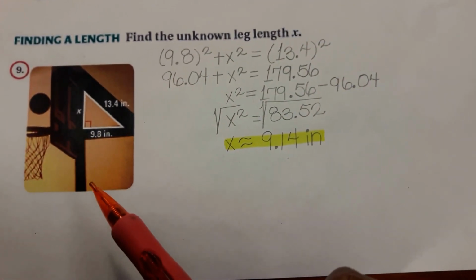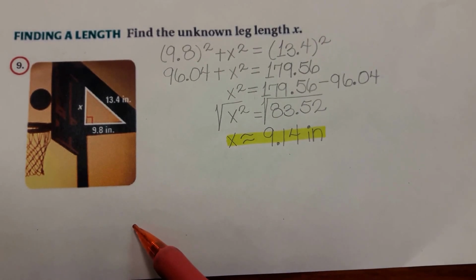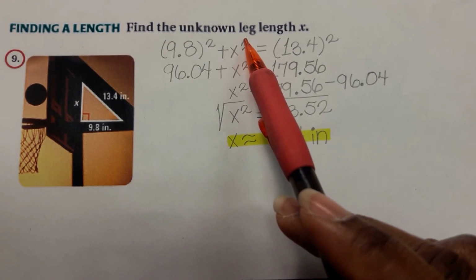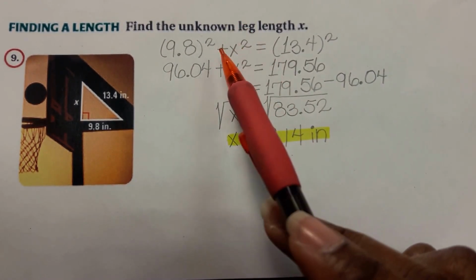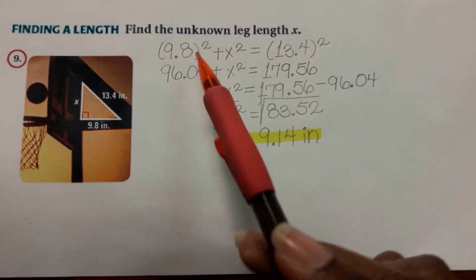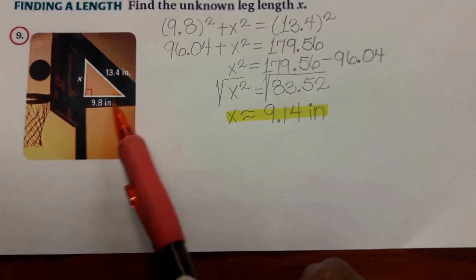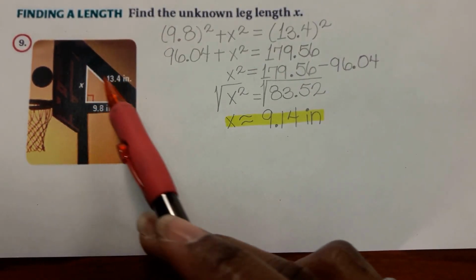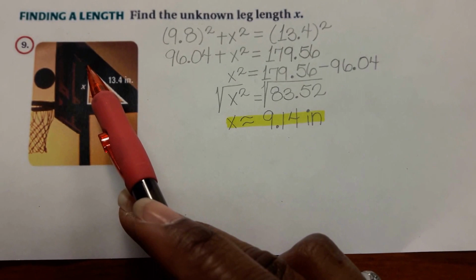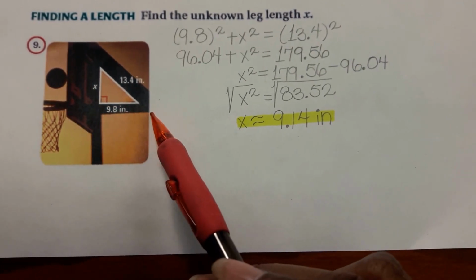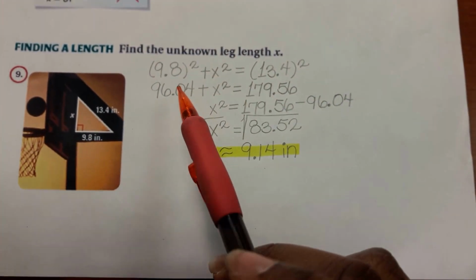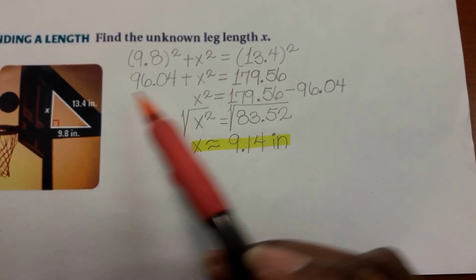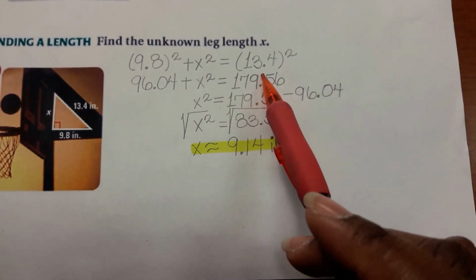Number 9 says find the unknown leg length x. So it asked me to find a leg. So I know that my leg is going to be my a or b value. If you look at the illustration, you have an illustration of a basketball goal. And on the back of the goal forms a right triangle. Your leg is x, and your second leg is 9.8. So for here, I have 9.8 squared plus x squared equals my hypotenuse, which is 13.4 squared.